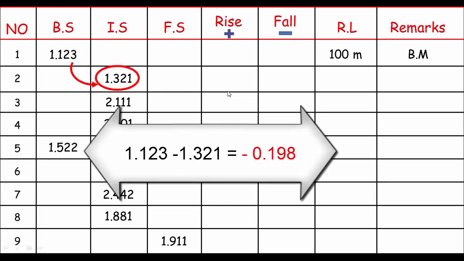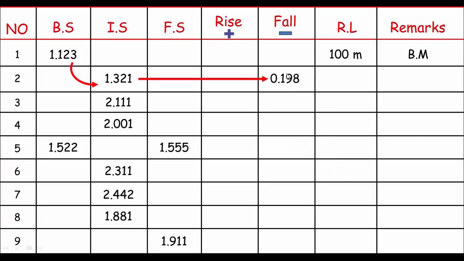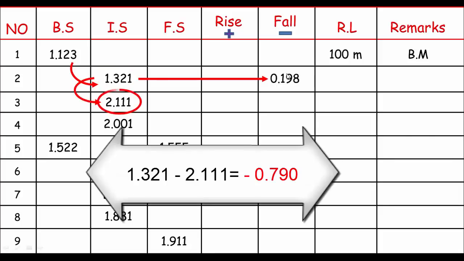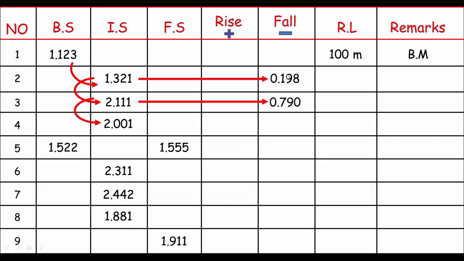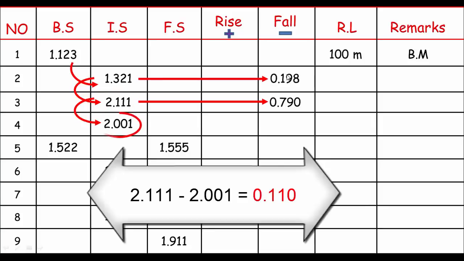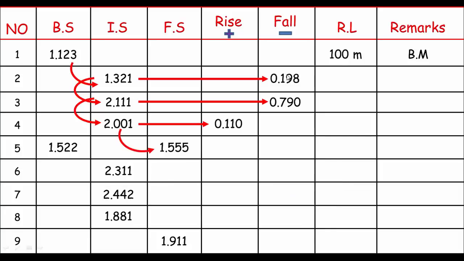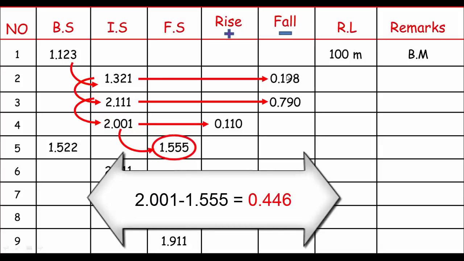1.123 minus 1.321, this is of course just a fall. I'm not putting the minus sign here, because the fall column contains all the values having minus. Then we subtract the intersight from the intersight: 1.321 minus 2.111, this is also just a fall. Then 2.111 minus 2.001, this is just a rise, because the value is positive, 0.110. And lastly, the intersight minus foresight, like 2.001 minus 1.555. This is also a rise.